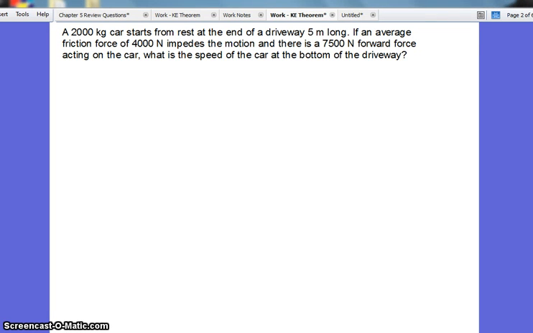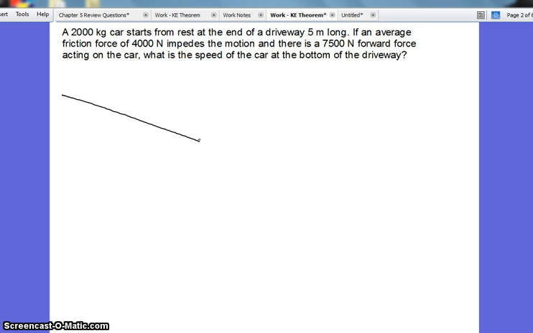In this problem, we're using the work kinetic energy theorem to solve a problem. The problem reads: a 2,000 kilogram car starts from rest at the end of a driveway 5 meters long, with an average friction force of 4,000 newtons impeding the motion, and there is a 7,500 Newton forward force acting on the car. What is the speed of the car at the bottom of the driveway?